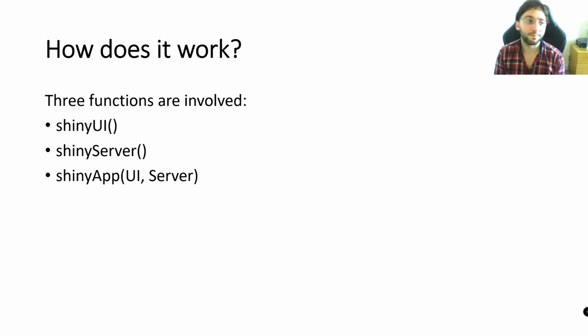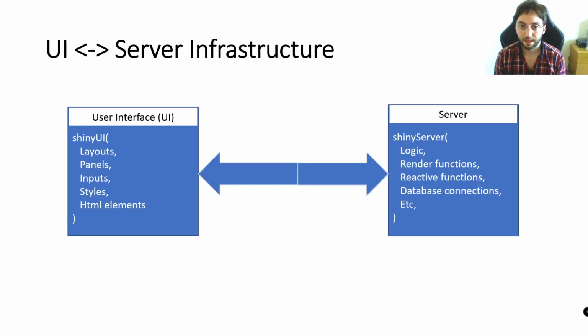So how does it work? There are 3 functions involved in the creation of a Shiny web application. There are 2 main functions, Shiny UI and Shiny Server, and then one function, Shiny App, which really just calls the other 2 to start your application. Let's look a little bit more in detail.